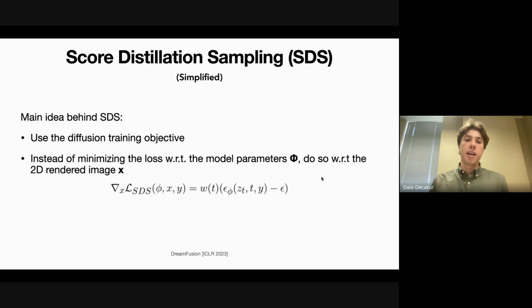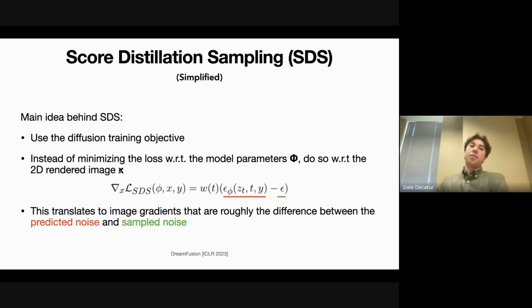So, what does this actually look like? This is the equation for the SDS loss. Like we just said, this loss is very similar to the diffusion model training loss, but instead of minimizing the loss with respect to the model parameters, we do so with respect to the parameters of the 2D image. So basically, we're going to get gradients for this 2D image. And then, like we said before, if we have gradients from the 2D image, we can backpropagate those through our differentiable renderer to the 3D representation. So, what does this actually boil down to? In this SDS loss, it's essentially the difference between the predicted noise from the diffusion model and the sampled noise at each iteration.